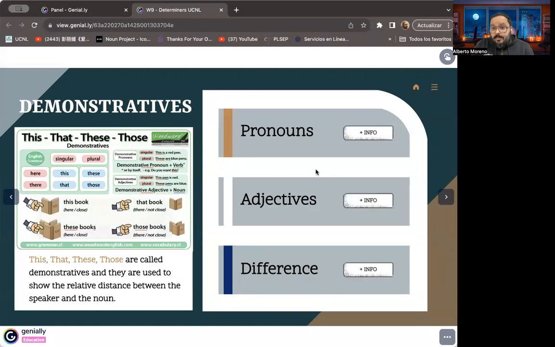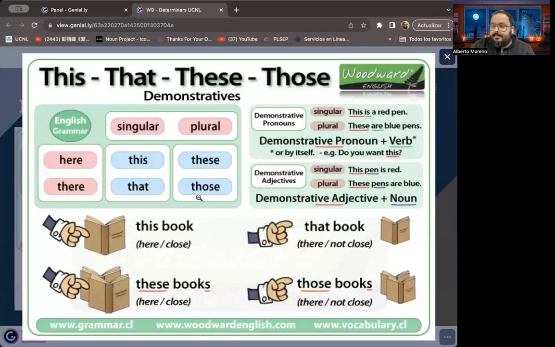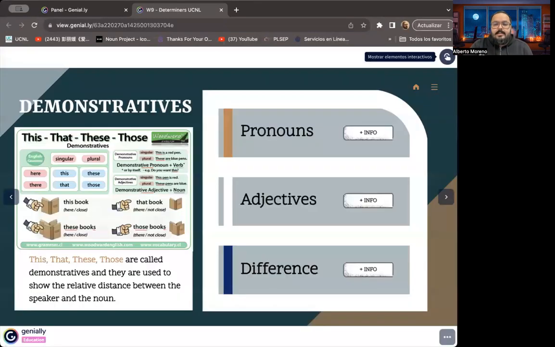Los adjetivos y pronombres demostrativos son los siguientes: this, these, that y those. Se utilizan para hablar de qué tan cerca o qué tan lejos está algo de la persona que habla. Y pueden utilizarse como pronombres o como adjetivos.